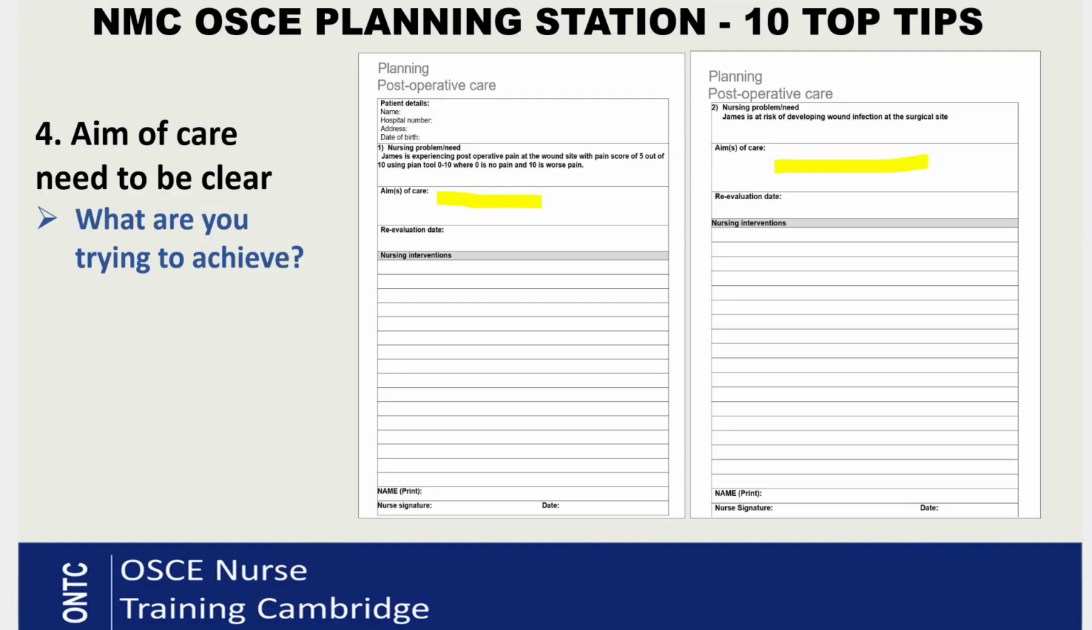Right. Next, we're going to talk about number 4, aim of care. Now, aim of care is what you're trying to achieve regarding that particular nursing need. I have already done the previous video on the planning station where I talk a lot more about how to write aim of care. So, please go ahead and revise from that video. But what I'm trying to say here is a very quick refresher. Aim of care is what you're trying to achieve regarding that particular nursing problem.